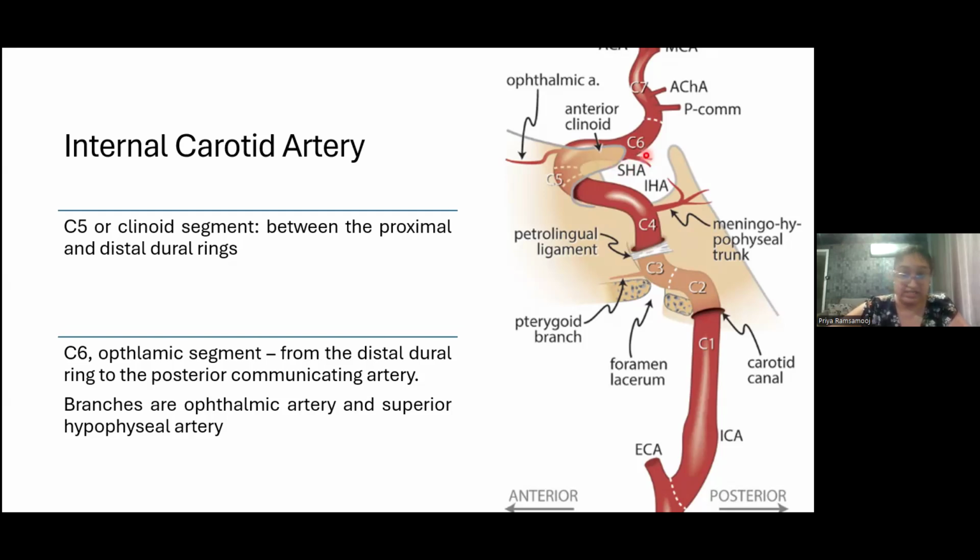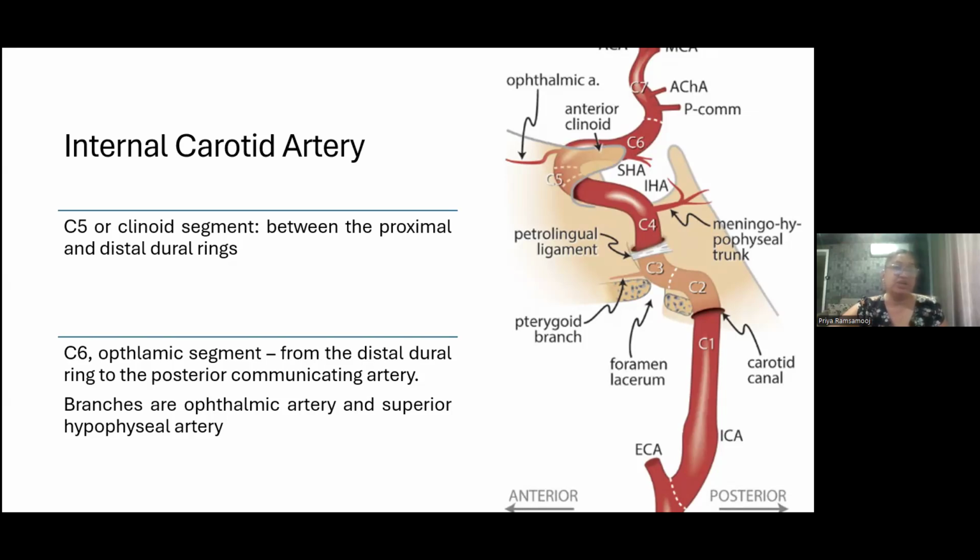Then we have C6. C6 is the ophthalmic segment. It's from the distal dural ring, just below the posterior communicating artery. And the branches of this are the ophthalmic artery and the superior hypophyseal artery. So the ophthalmic artery's origin from the ICA is distal to the cavernous sinus in about 89% of persons, right? Even though the ophthalmic artery can also be absent in about 3% of the population. It's important to know that the ophthalmic artery passes through the optic canal into the orbits. It has a very short intracranial course, just about 1 to 2 millimeters.